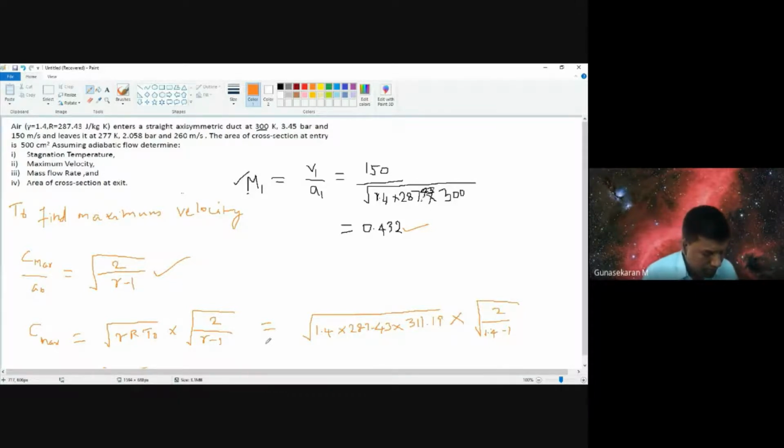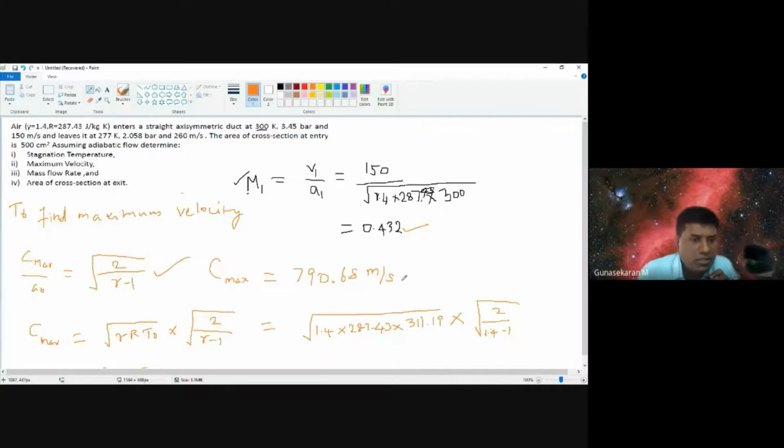So this is supposed to be the value of Cmax, nothing but the maximum velocity. It is becoming around 790.68. The unit is important, meter per second. So Cmax equal to 790.68 meter per second. We got the second value. Please note it down. Then we have to go to the third one.